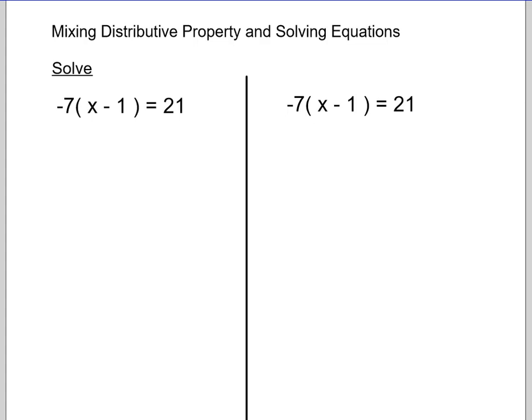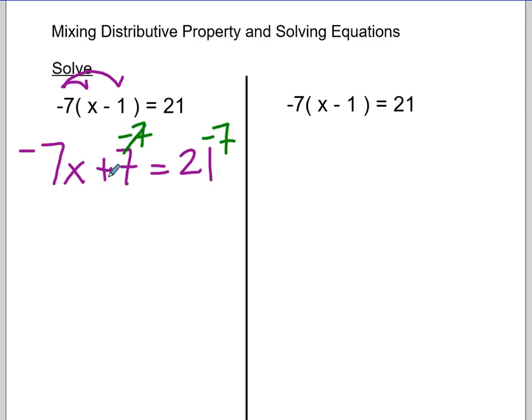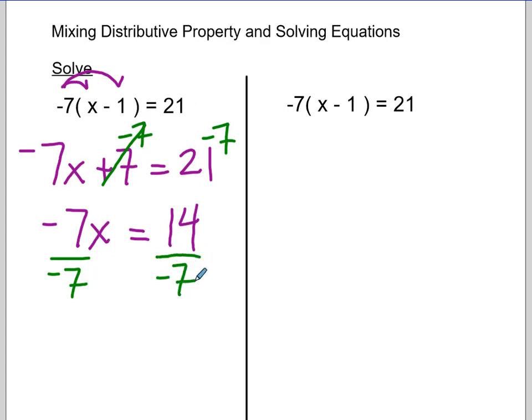Okay, so I'm going to use the distributive property first. So this becomes negative 7x plus 7 equals 21. From there I'm going to use my SAM-DEB techniques where I'm going to subtract 7 from both sides. These guys would cancel. Now I'm left with negative 7x equals 14. And then I'll finish this side by dividing by negative 7 because that undoes the multiplying by negative 7. And then I'm left with x equals negative 2.